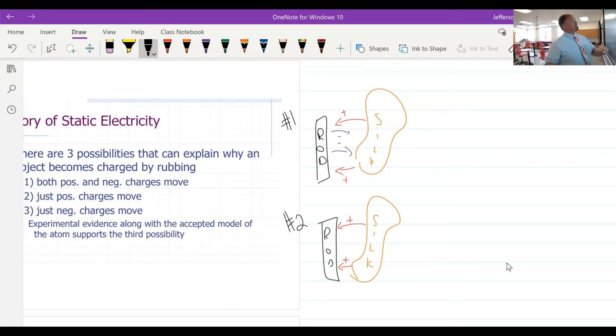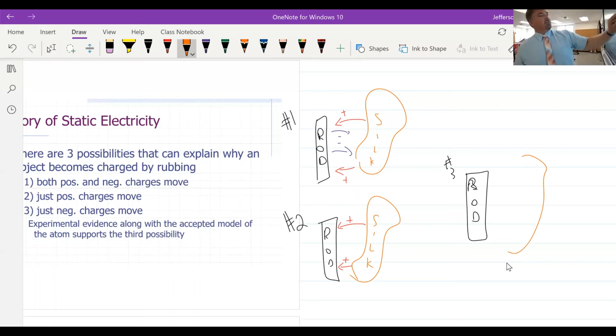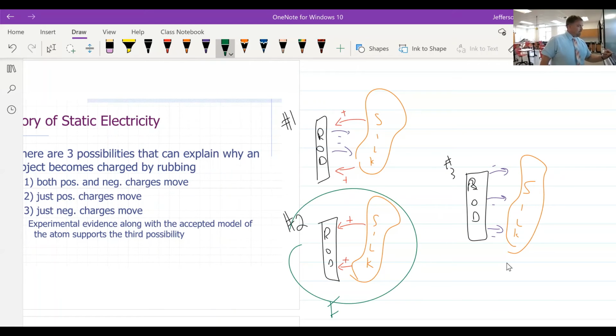Or the third possibility, number 3, rod and silk, was that just the rod would give up its negatives. And so the silk would end up with too many negatives to become negatively charged, that kind of thing. Just as a side note, number 2 is what Franklin thought and claimed. And turns out of all the ways, this is the one that's wrong.